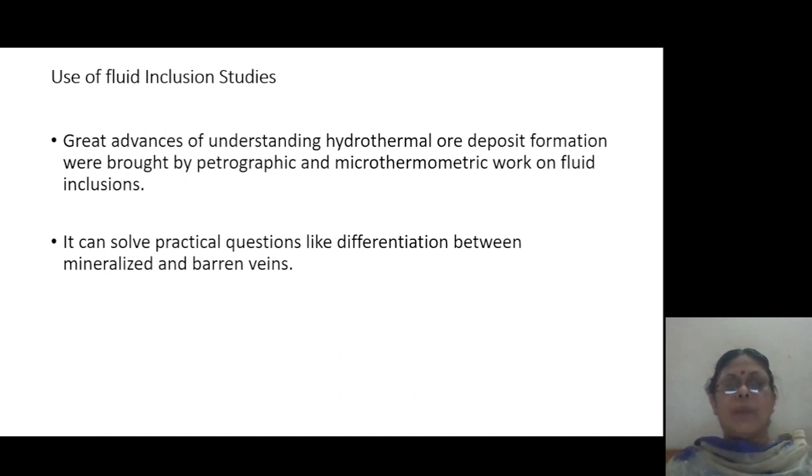It can solve practical questions like differentiation between mineralized and barren veins. Why some veins are barren, why some veins have mineralization. Those questions can be solved through fluid inclusion studies. So fluid inclusion studies are very important. They help in understanding the formation of ore deposits.